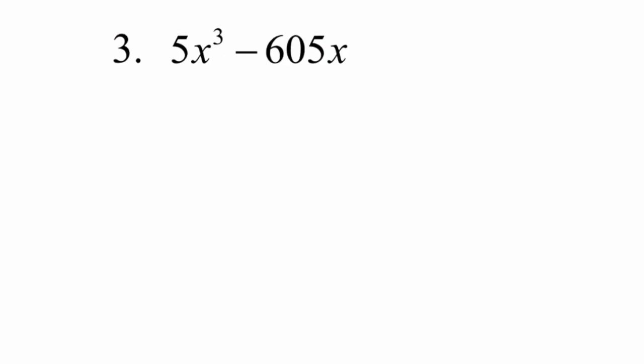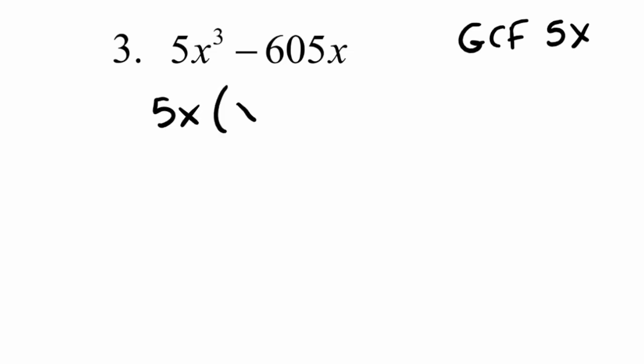Okay, here we have a binomial, so 2 terms. GCF is 5x, so our first step will be to divide that out, factor that out, and we have x squared minus 121. Okay, beautiful.